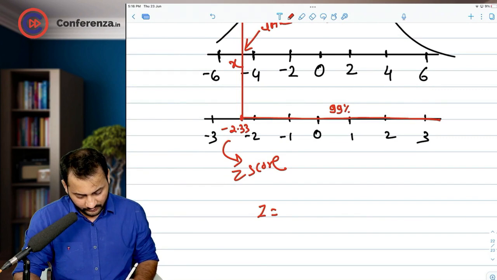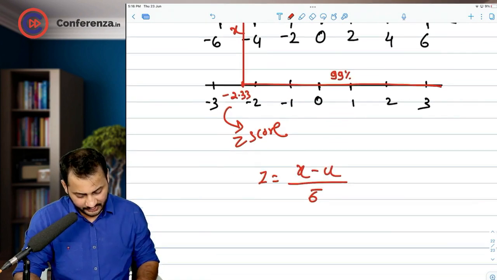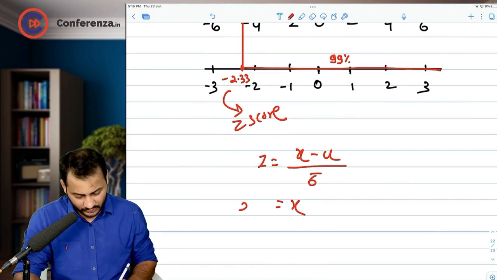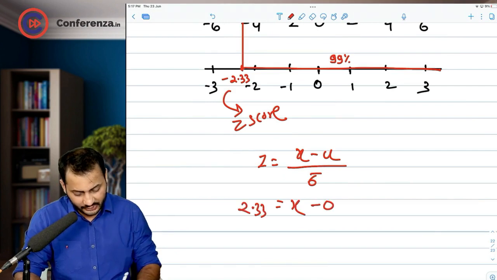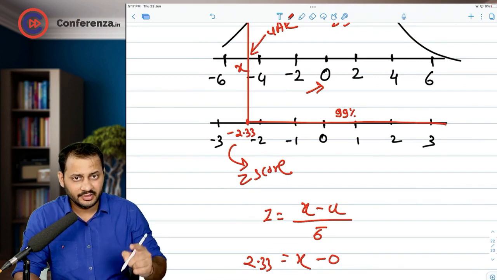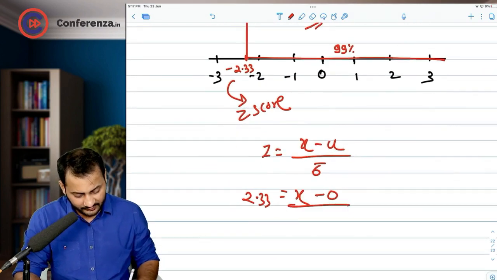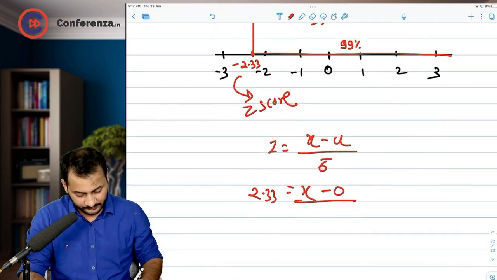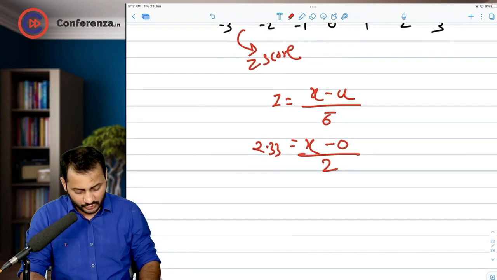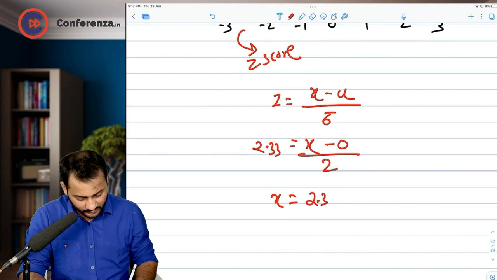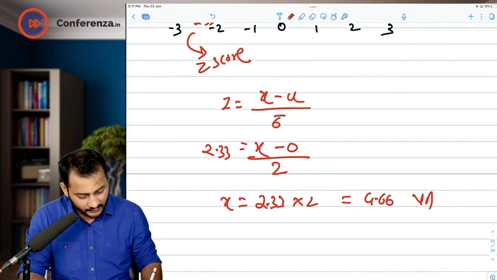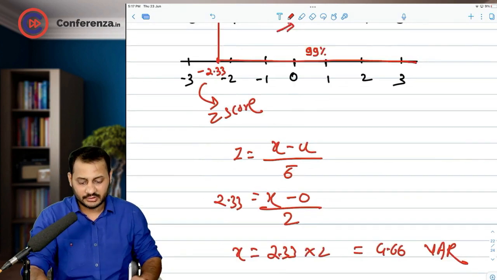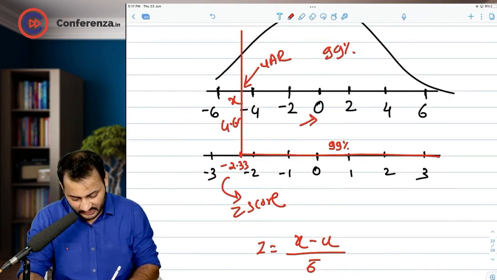So what is the formula for z-score? X minus mu divided by standard deviation. X is what you have to find out. Z-score is 2.33. Mu is 0 in our case, if you can see it here. And how much is the standard deviation? 2 crore rupees of the loss on each side, profit or loss. So it is 2. So x is nothing but 2.33 into 2, which is 4.66. This is nothing but your VAR. Value at risk means 4.66 is the loss.